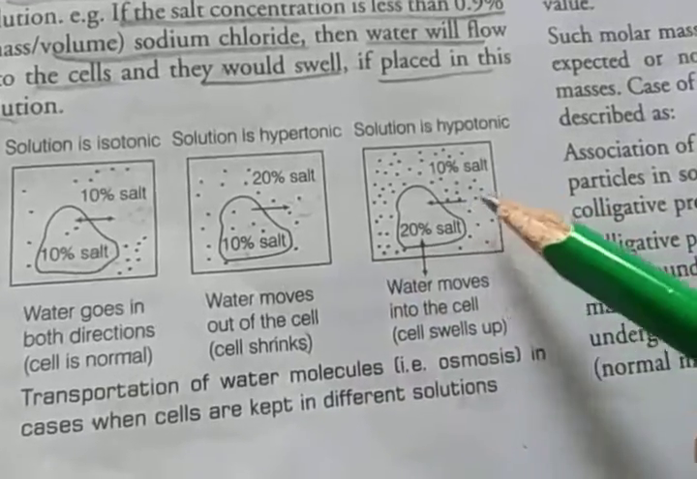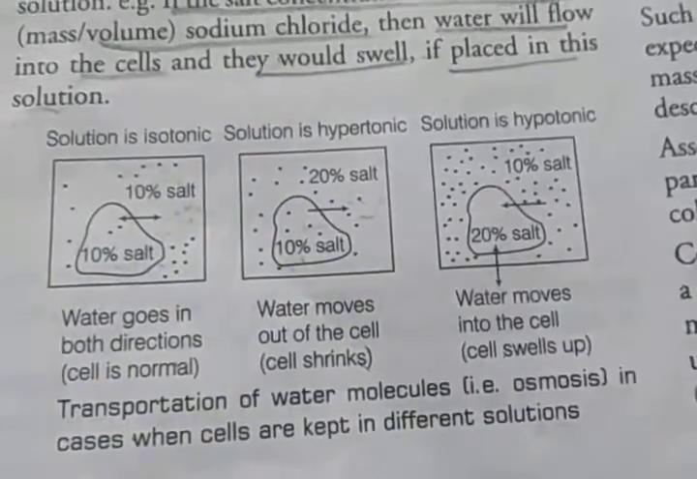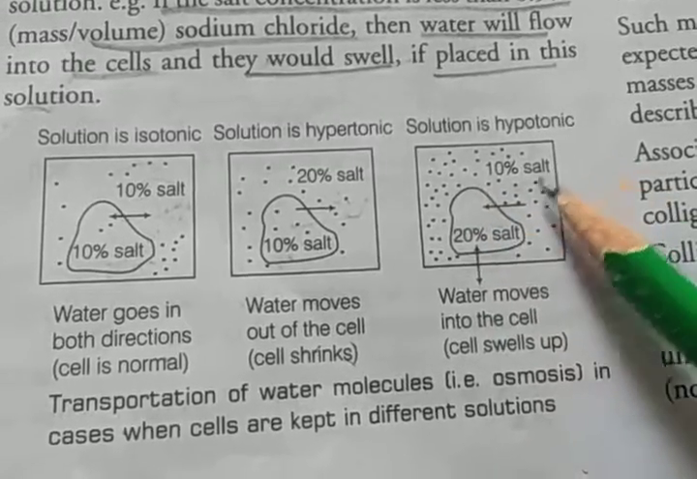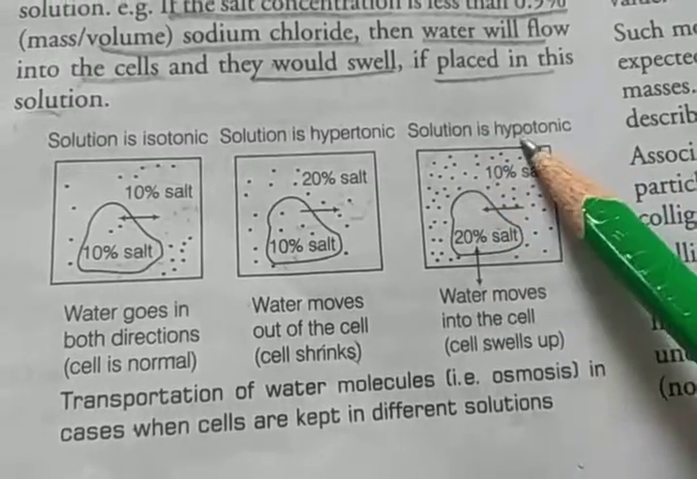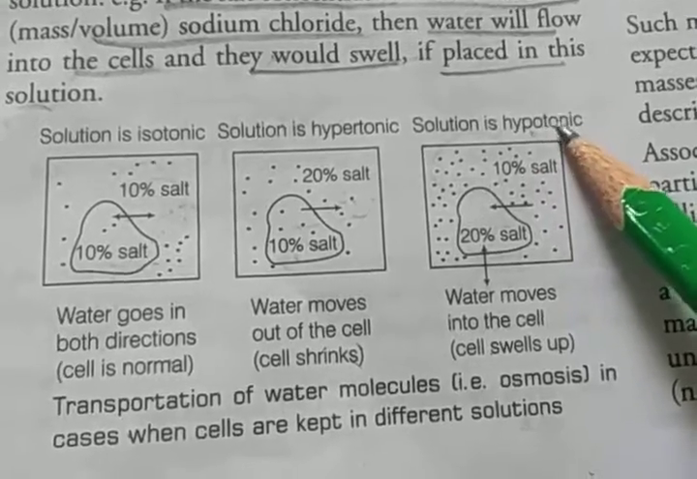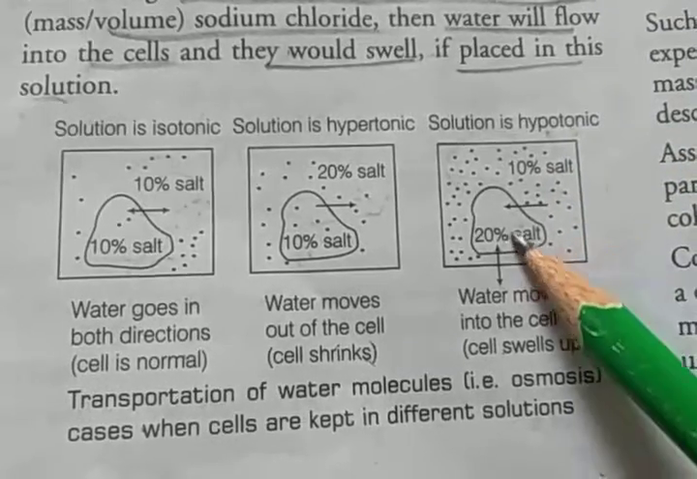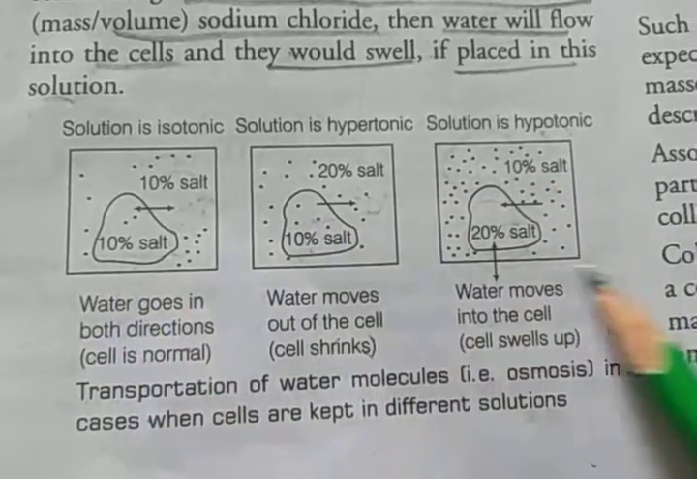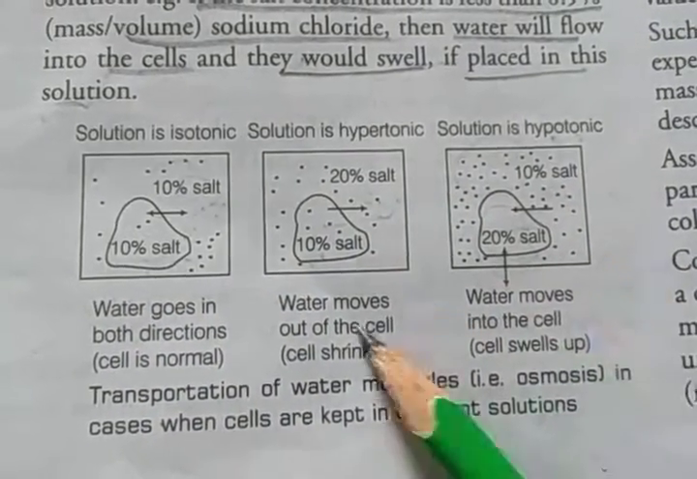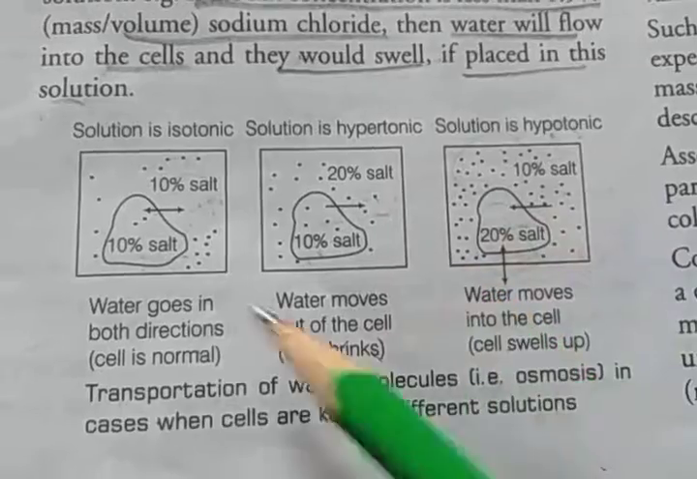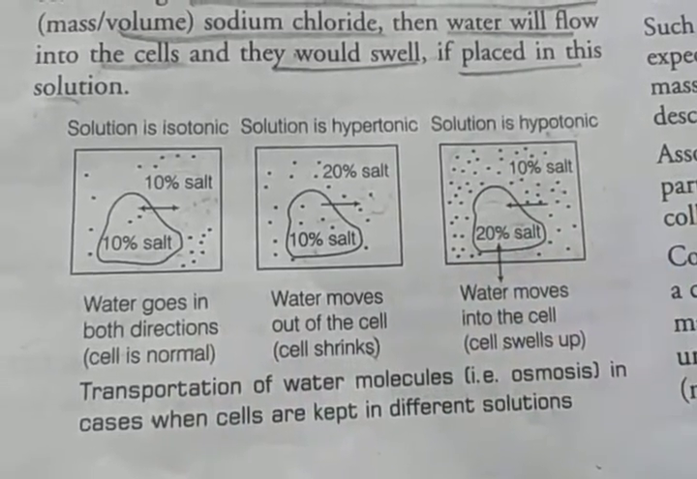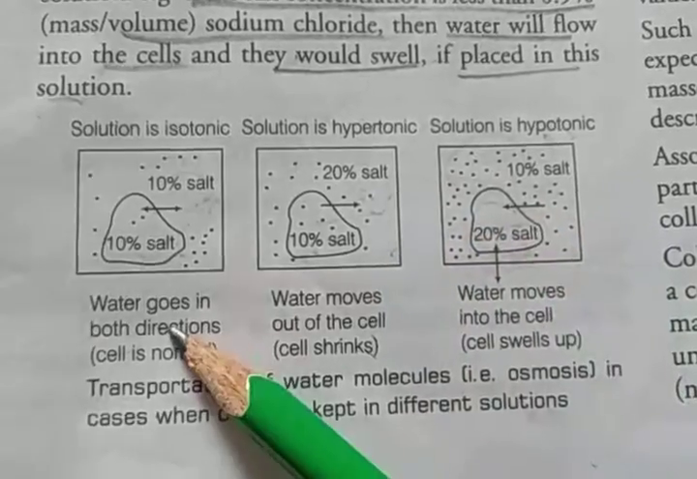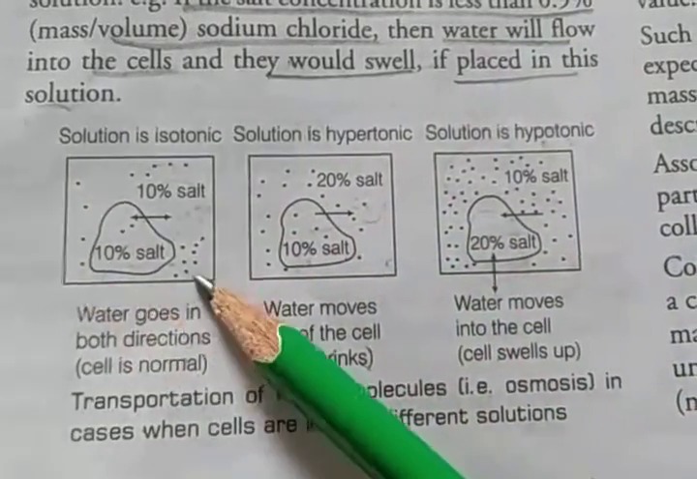Then hypotonic. Here you see water moves into the cell, so the cells swell up, outer side 10%. This solution is hypotonic and the cells swell up. So this is the transportation of water molecules according to osmosis in cases when cells are kept in different solutions.